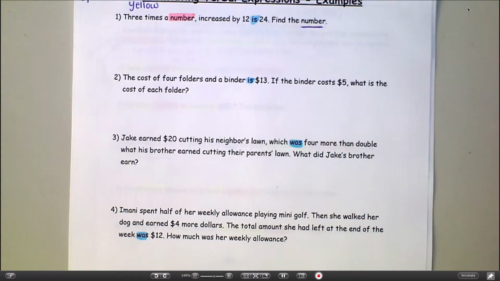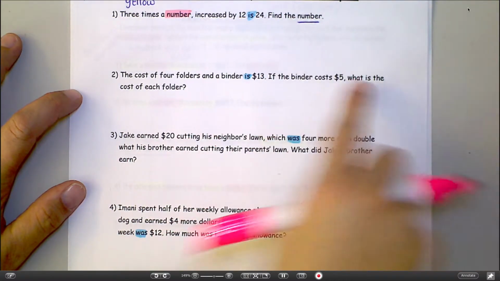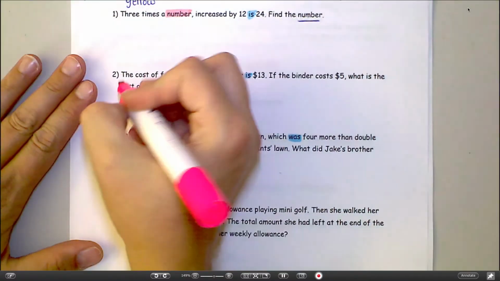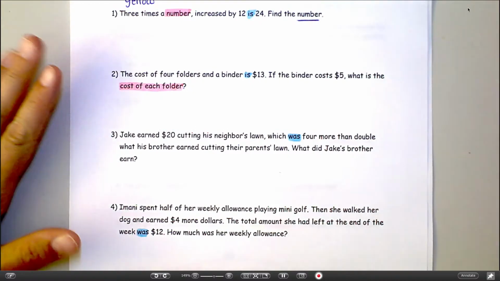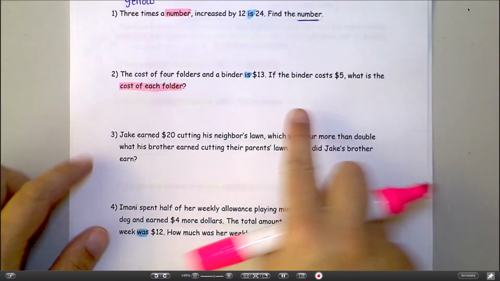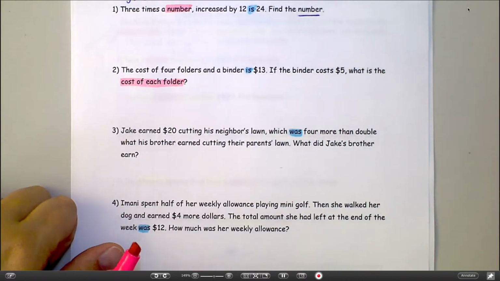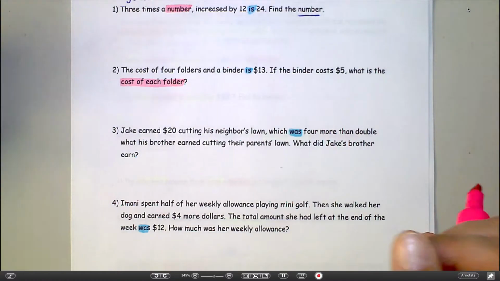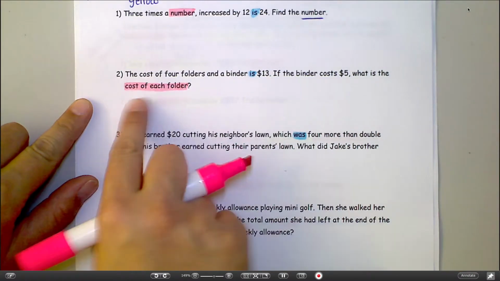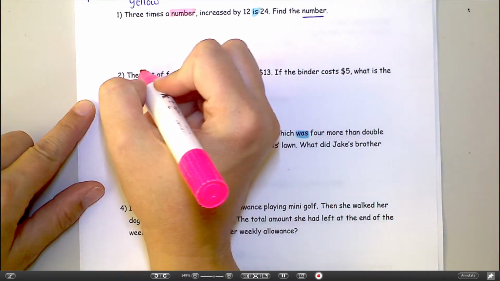Okay. In number 2, again, I'm going to jump to the end of the question. And what it's asking me to find is what is the cost of each folder. So the cost of each folder, that's what I'm going to represent with X. Be careful in questions like that. Some students, when I say, what are you trying to find? They'll say the cost. Well, the cost of what? The cost of the folders, the cost of the binder, the cost of a cup of coffee. Okay, so be specific there. So the cost of each folder.